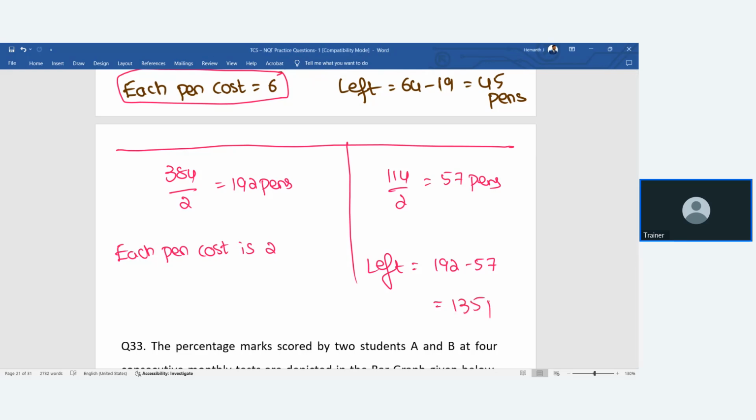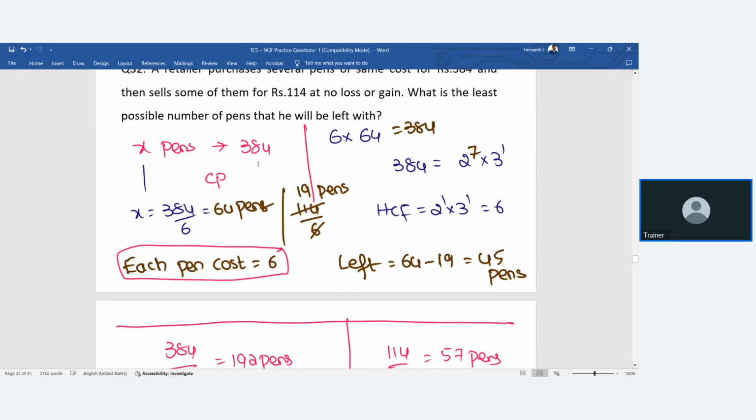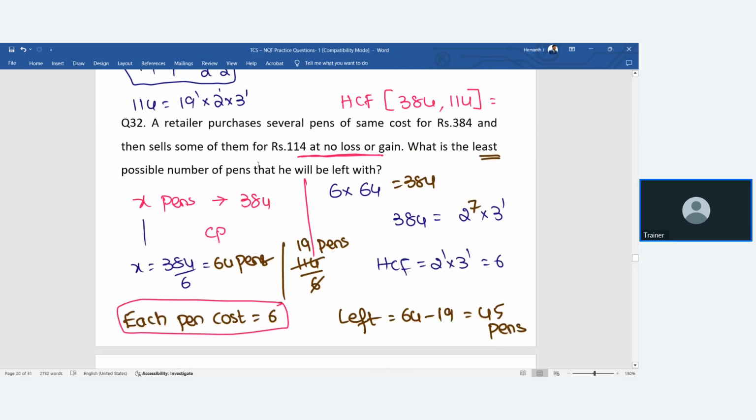So this is why, if you want the least, take the highest value there. If each pen's cost is highest, then the leftover number of pens will be least. That's the beauty in the question. If each one's cost is high, the leftover will be least. You can check it out. Clear? Good question, right?